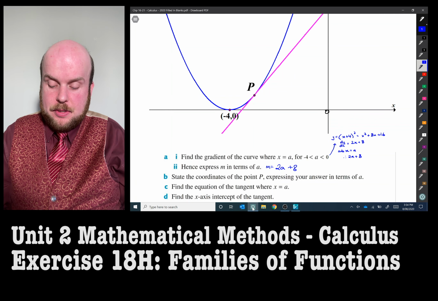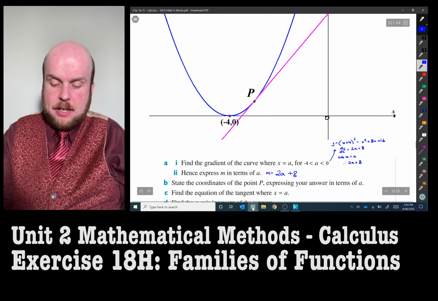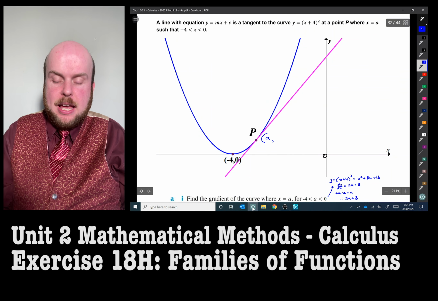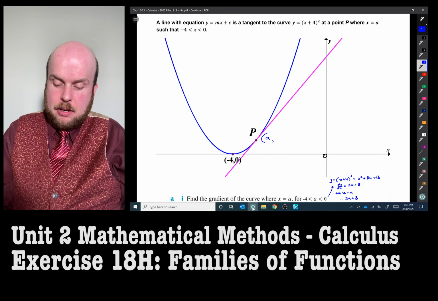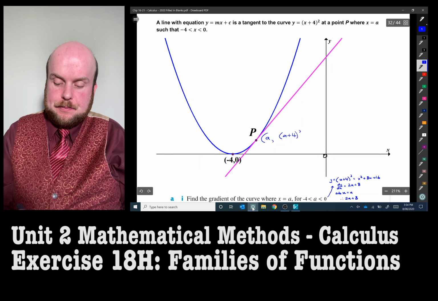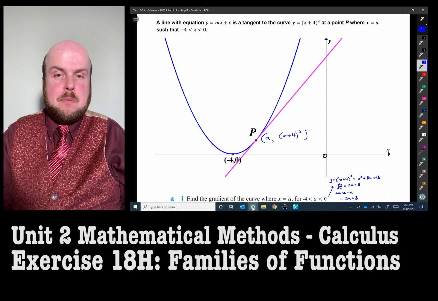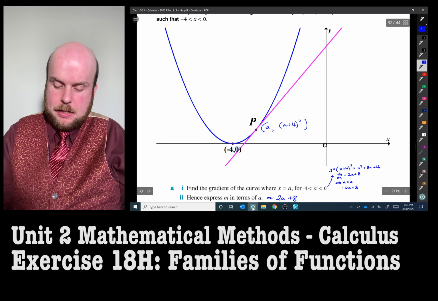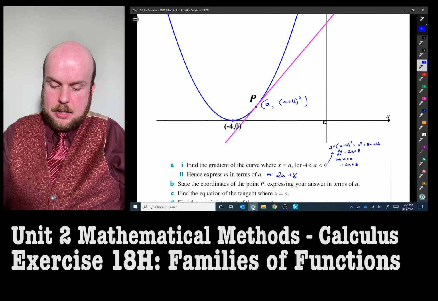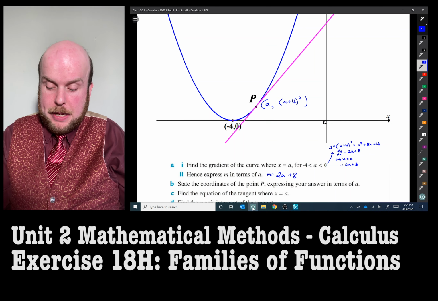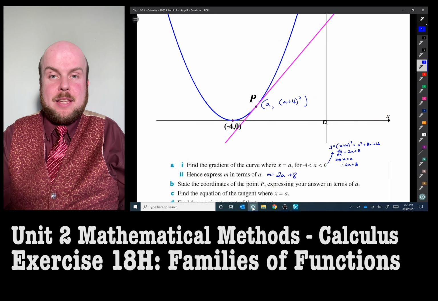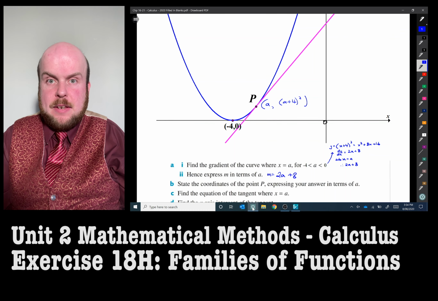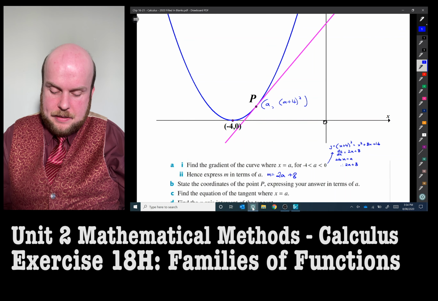In case you're getting confused about where the a is in the graph, let's look back at this question. The point P is the value a, and it will have coordinates of a, a plus 4 squared. That's why we're doing x equals a, because that is the x coordinate of the point P. State the coordinates of the point P, expressing your answer in terms of a. I've just done that; I've predicted this question ahead of itself. We can leave it factorized. You could expand it if you like, but we may as well make it nice and neat.